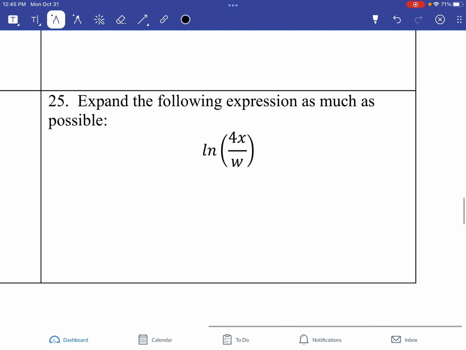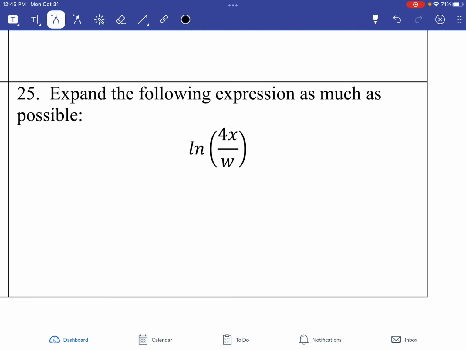Okay. Now there's a bunch of things happening here. We're multiplying 4 and x together, but we're dividing by w. So the 4 and x are going to be plus, w is going to be minus. So we have natural log of 4 plus the natural log of x minus the natural log of w. And that's it.